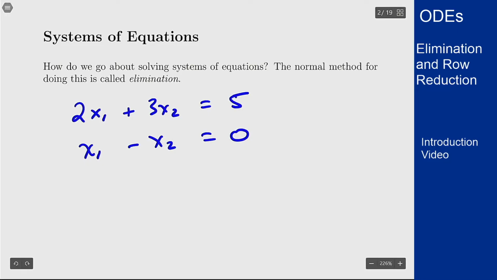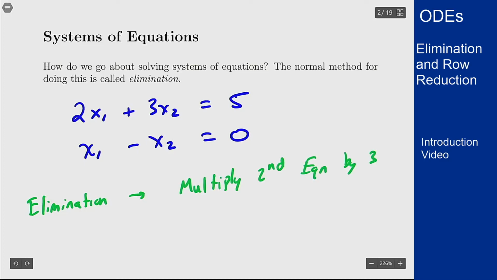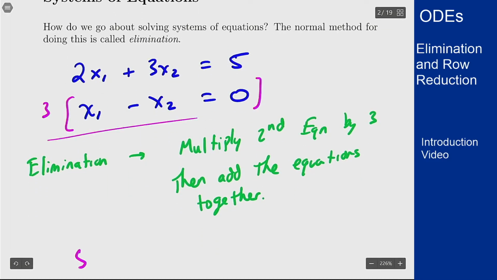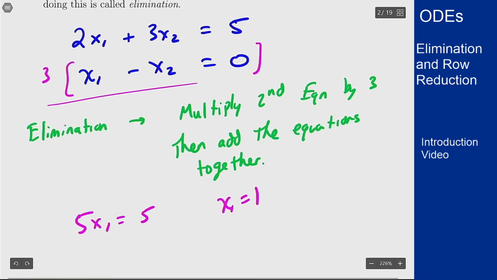So for elimination, in this case, I would basically multiply the second equation by 3, then add the equations together. If I do that, I'll result in 5x1 equals 5, which easily tells me that x1 is 1. And I can solve for x2 by plugging back into either equation to get that x2 is also 1. So my solution here is (1, 1). Great, we found it. But that worked nicely for having two equations.